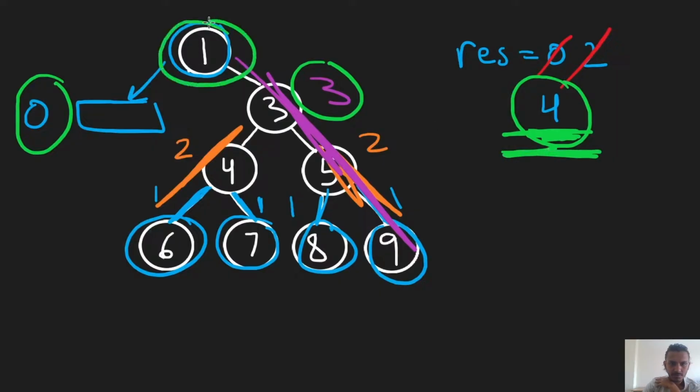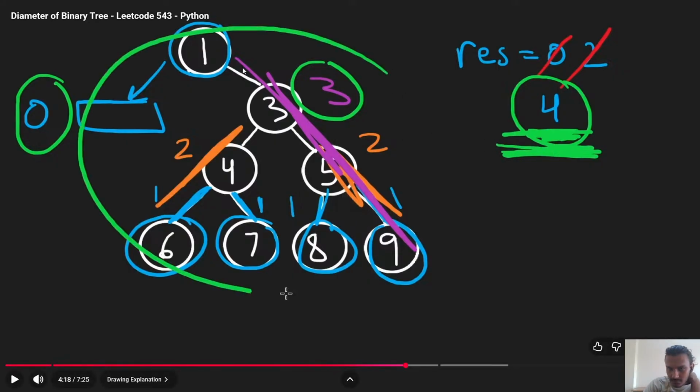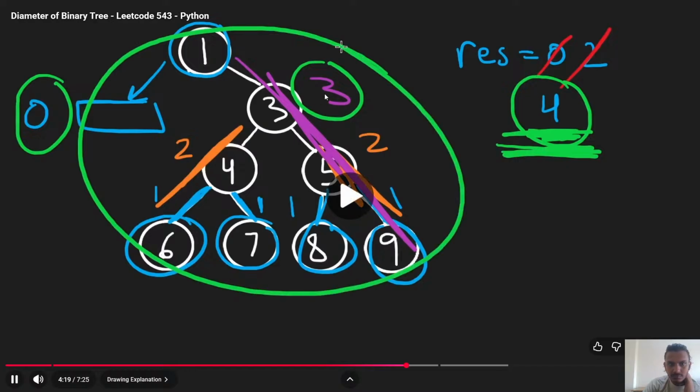4 is ultimately what we would return. But it's not going to be returned from the recursive function. Keep that in mind.